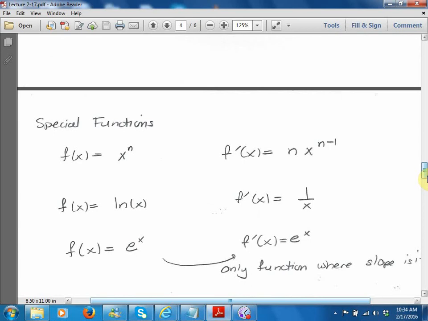But what they did is they went through special functions and said, I have a formula for anything that looks like this. The slope will look like this. See, when n is 2, it's 2x to the 1. It's exactly 2x. So it validates on what I just showed you for x squared. For the natural log, the slope is 1 over x.